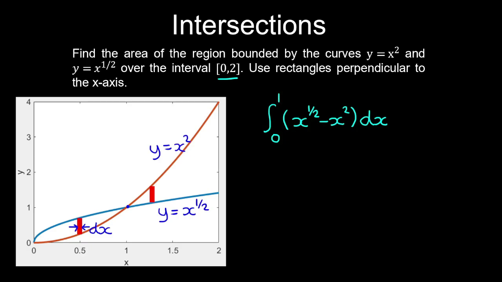Now for the interval from 1 to 2, the parabolic curve lies above the square root curve, so we subtract x to the 1/2 from x squared to get the height of that rectangle, and then multiply by the infinitesimal thickness dx, and integrate from 1 to 2 to obtain the area of that second region. And evaluate these integrals and post your answer in the comments.